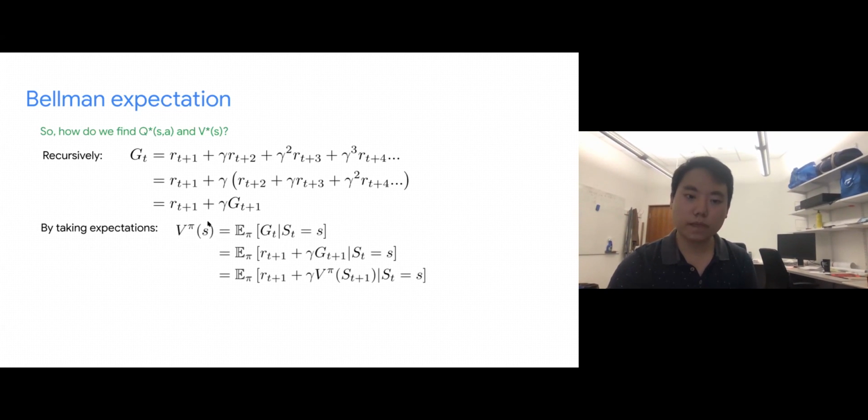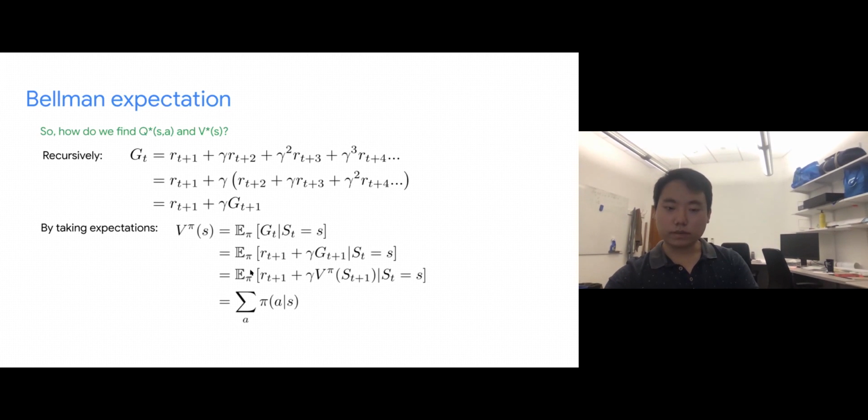The value of a particular state under a policy is the expectation over GT under your policy pi. So I can expand my GT into my immediate reward plus gamma times future rewards. And my expectation of the future rewards under pi is basically v pi of S t plus 1.